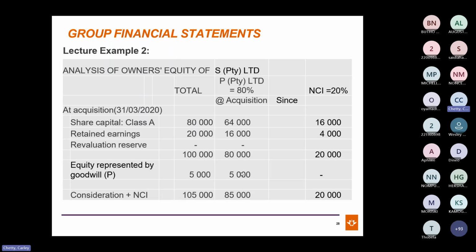And what is goodwill? How do we record it? So remember, goodwill is an asset. Okay, goodwill is an asset. And remember, goodwill will be shown in the consolidated statements, but in P's separate financial statements and in S's separate financial statements, they will not have goodwill. This goodwill here that we are calculating will only be shown in the consolidated financial statements.